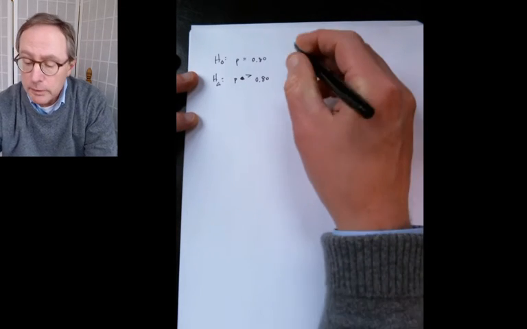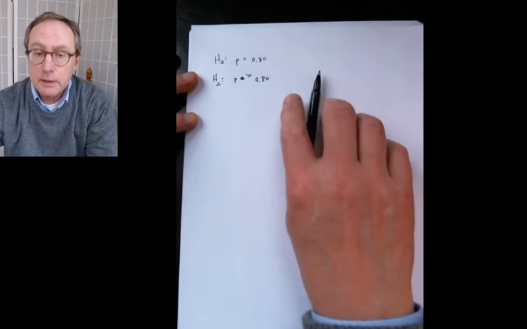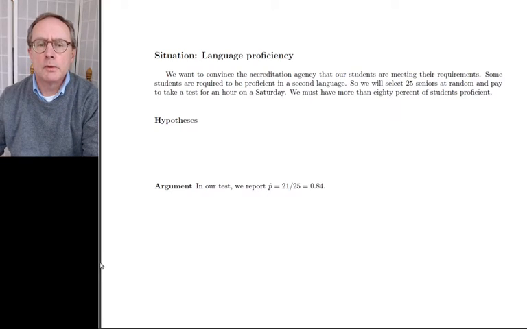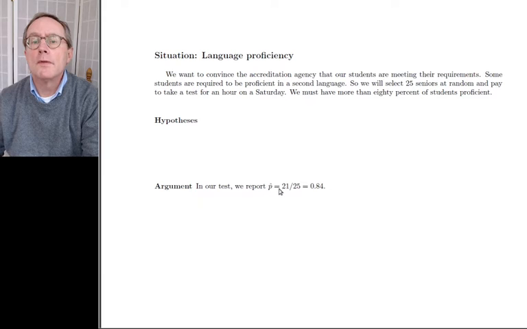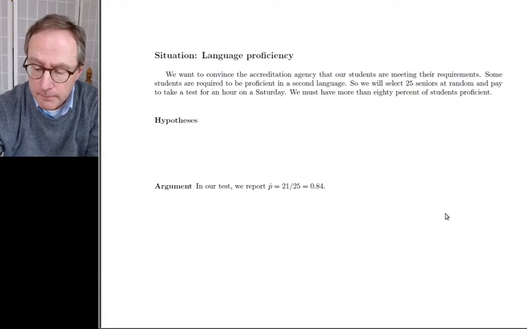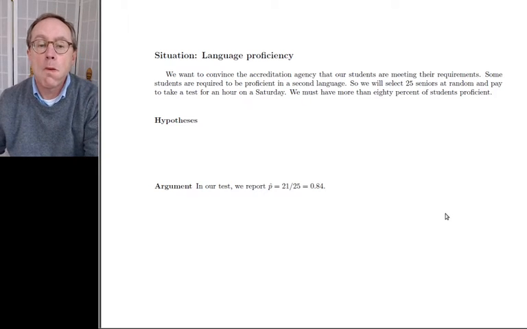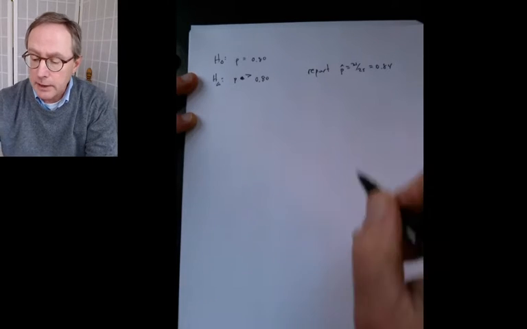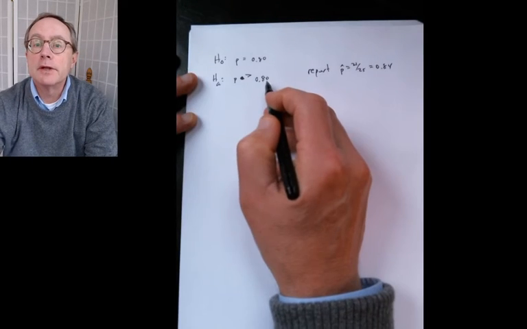Okay. And we're reporting, it seems to me, when I go back and look at what we report, what are we reporting? Oh, we're going to report that we have 21 out of 25 proficient. So we're going to report here P hat equals 21 out of 25, which is 0.84. Let me bring that up. 0.84. 0.84 is bigger than 0.80.